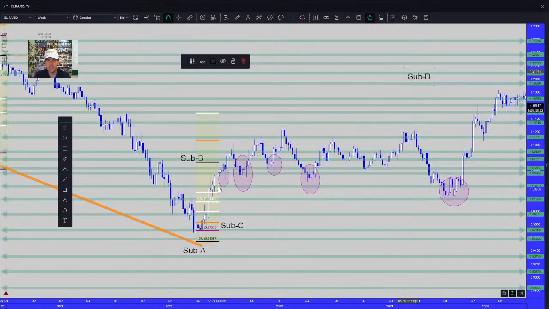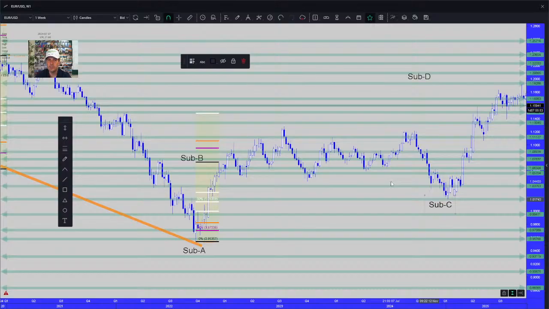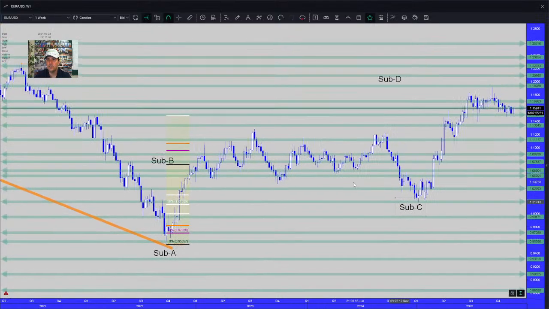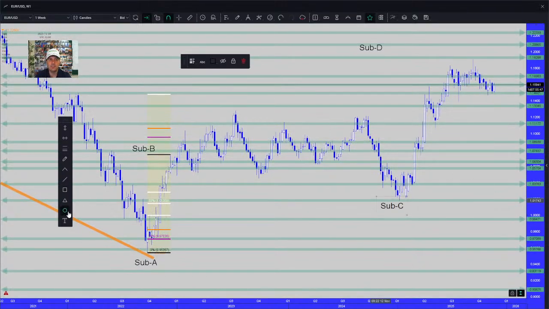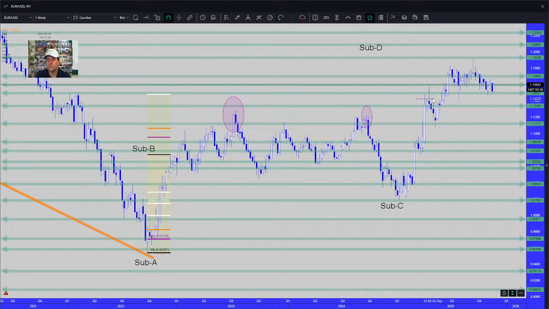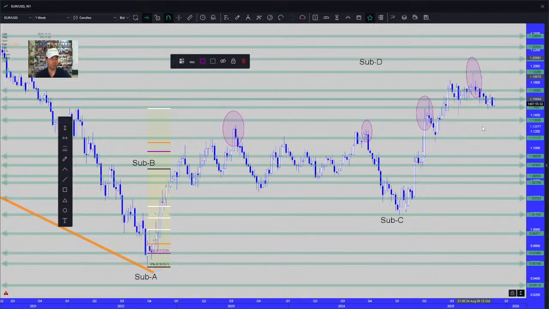The fifth, exactly, that's the sub C, right? And everybody, which one is the sub D? Is the first circle the sub D? Is the second circle the sub D? Is the third circle the sub D? Or is the fourth circle the sub D? Which one is the sub D?